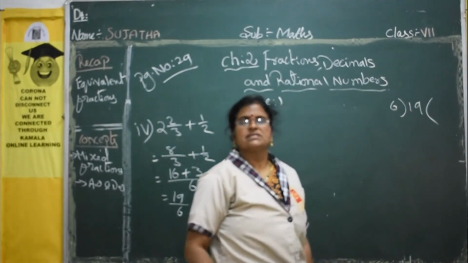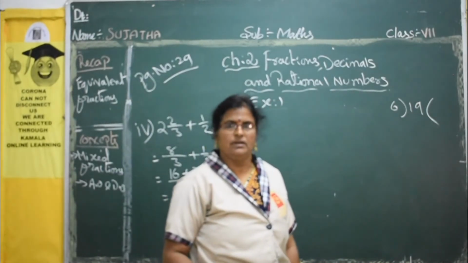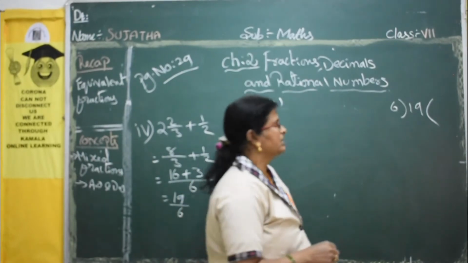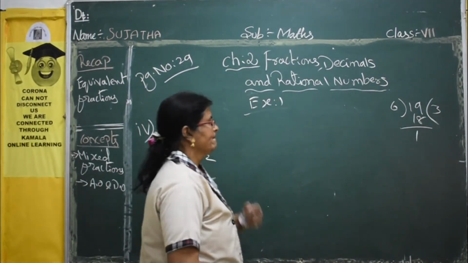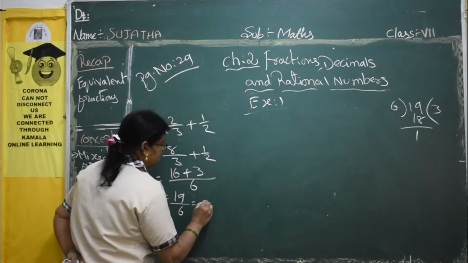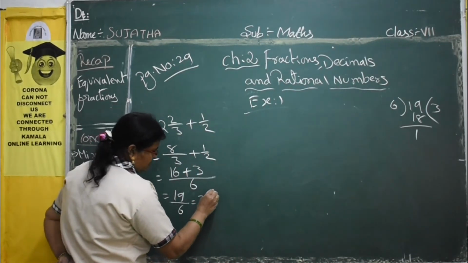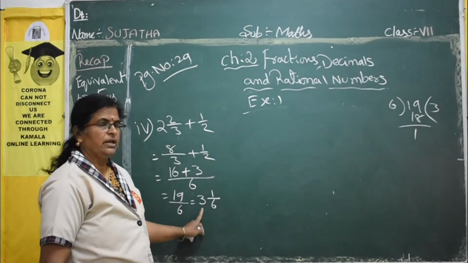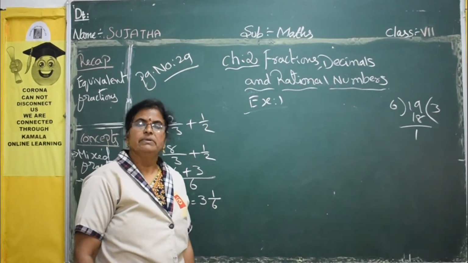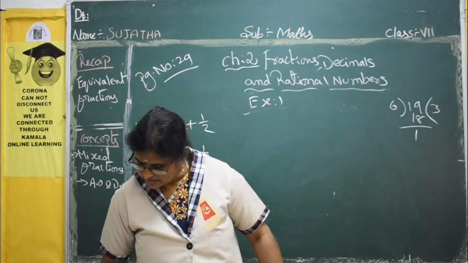You know how many times 19 will come in the 6 table? It will not come, so you have to take less. That is 6 3s are 18, remainder 1. So what is the whole number? 3. Then numerator is 1 and denominator is 6. So 3 1 by 6 is the mixed fraction of the given one.